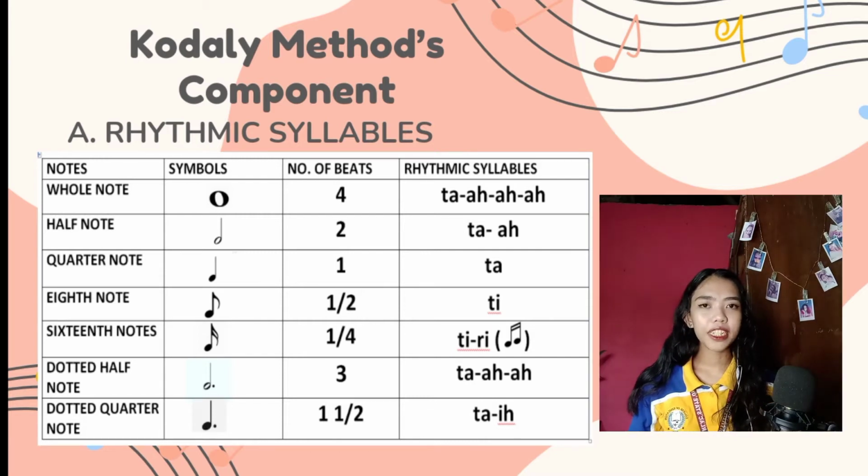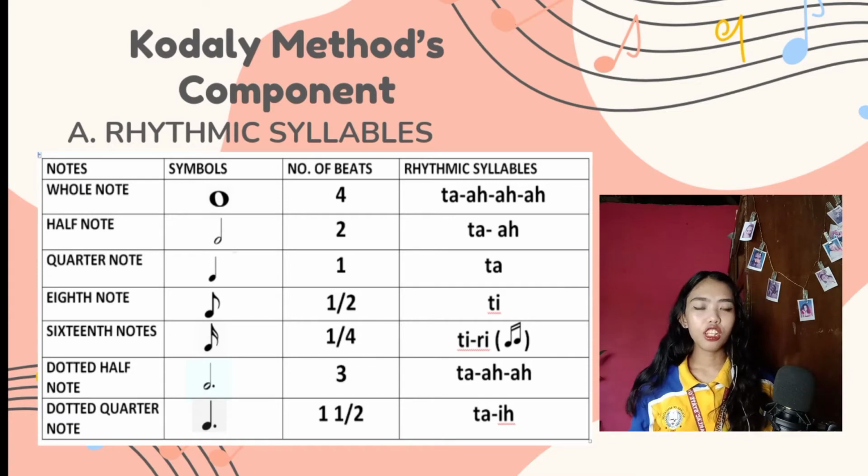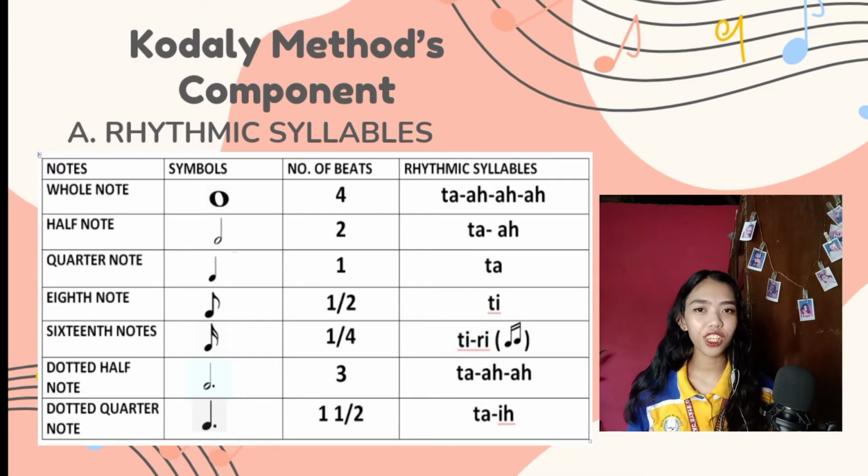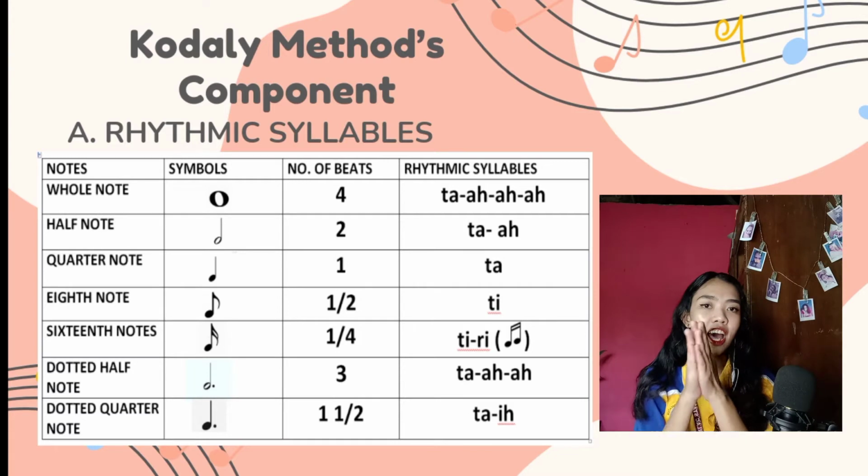The fourth column is the rhythmic syllables. So, the rhythmic syllables of whole note is ta. So, anong napansin nyo sa pagbigkas ko? Diba tuloy-tuloy? Isang sound lang siya. Ta. Not ta ta ta ta. It's only one sound with 4 counts. So when we do it in clapping, it's ta. Or pwede ring ta.